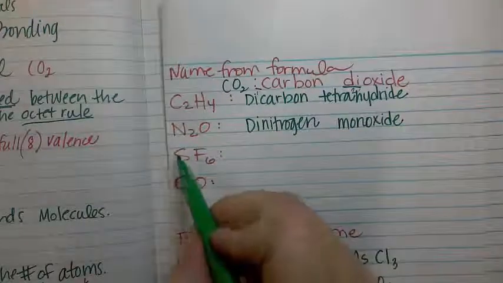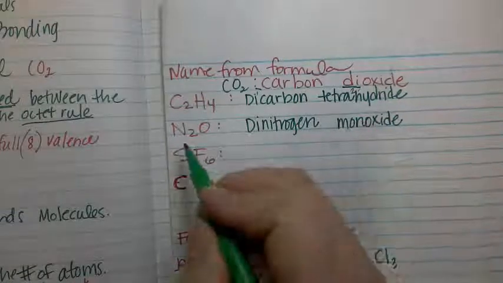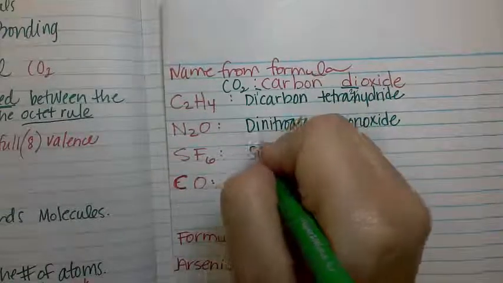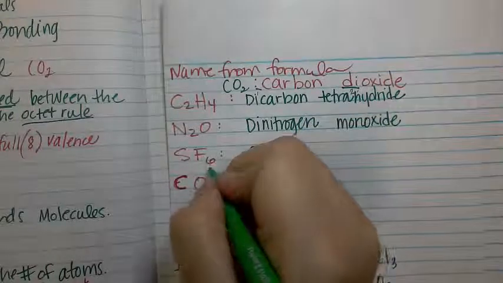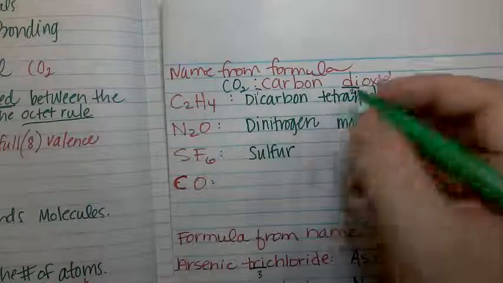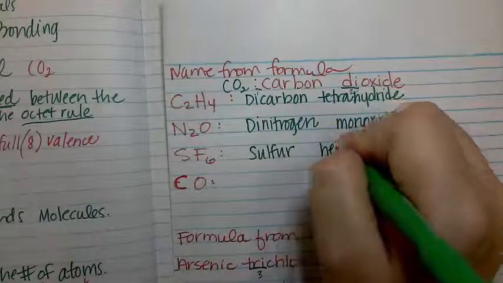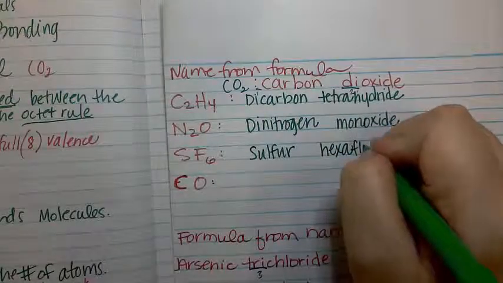Here, there's only 1 sulfur. If it was the second one, it would have that mono, but since it's the first one, it doesn't have a prefix, so it's just going to be sulfur. There's 6 fluorines, and if you look on your prefixes, 6 is hexa, so it's hexa. You don't say fluorine, you say fluoride, hexafluoride.